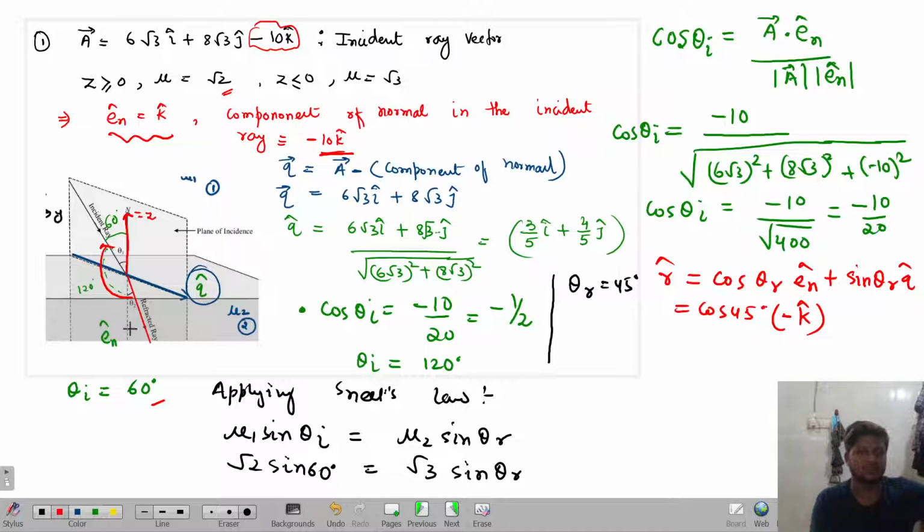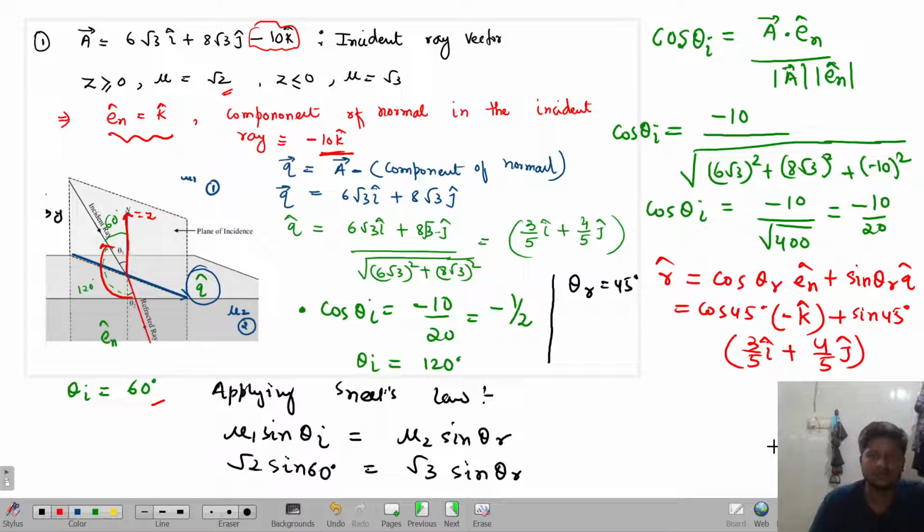Karan asks the same thing. Sir, where is the negative sign? Here it is, negative sign. Got it or not? So normal is pointing downward for the refraction ray. That is why minus of k cap plus sine of 45 into q cap. What you have got is your q cap. It is equal to 3 by 5 i cap plus 4 by 5 j cap.